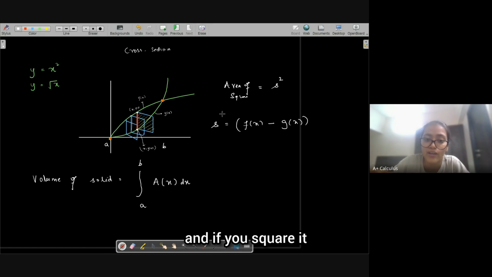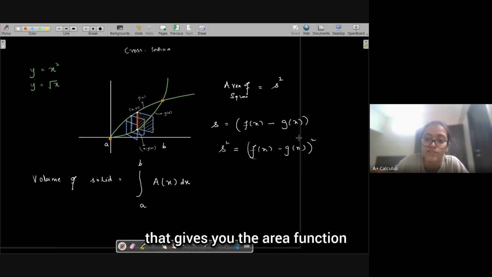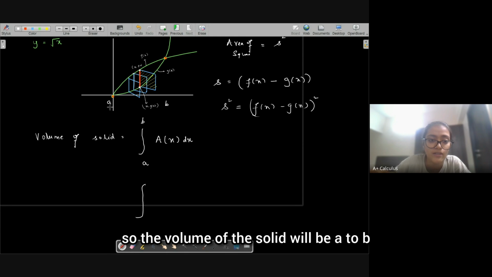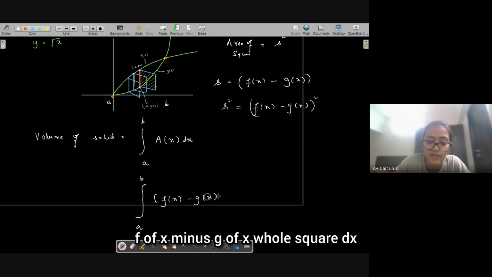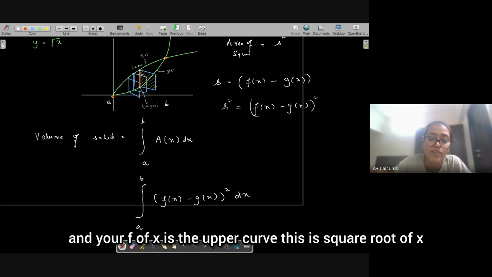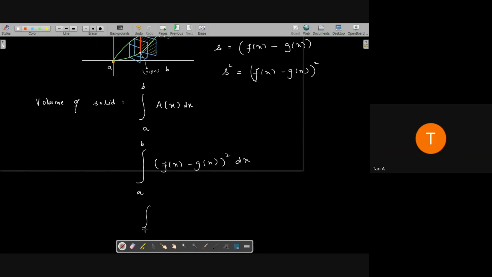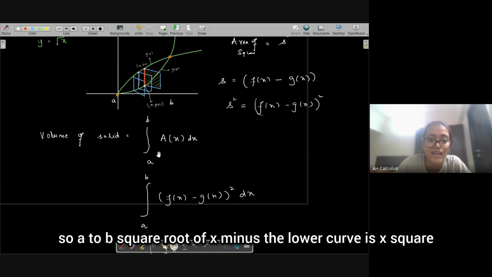And if you square it, if you do s square, so f of x minus g of x whole square, that gives you the area function. So the volume of the solid will be the integral from A to B of f of x minus g of x whole square dx. And your f of x is the upper curve. This is square root of x. So A to B, square root of x minus the lower curve, which is x square.